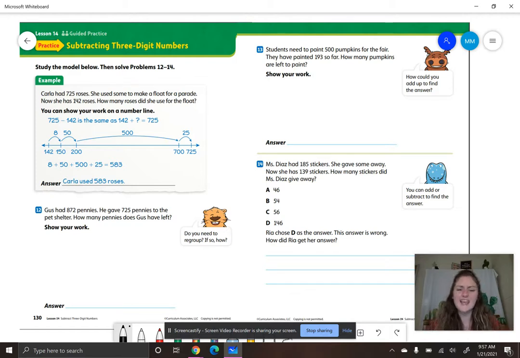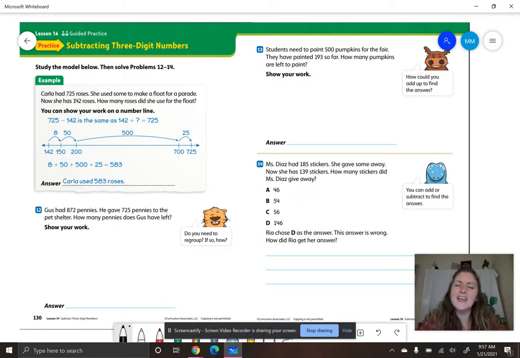It says Gus has 872 pennies. He gave 725 pennies to the pet shelter. How many pennies does Gus have left? So it's a word problem. What are we going to do? We're going to read it again. So let's read it again.